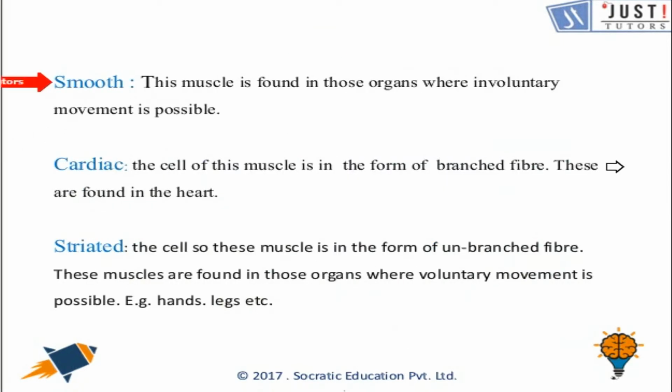Let's talk about smooth muscle first. Smooth muscle is found in those organs where involuntary movement is possible, for example, the alimentary canal. Let's talk about cardiac. So the cells of cardiac muscles are in the heart and they are capable of continuous contraction and relaxation throughout life. The next one is striated. So the cells of striated muscles are in the form of long, unbranched fibers. They are found in those organs where voluntary movement is possible, for example, hands, legs, back, neck, etc.